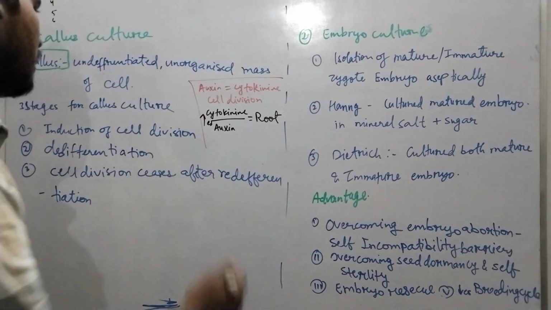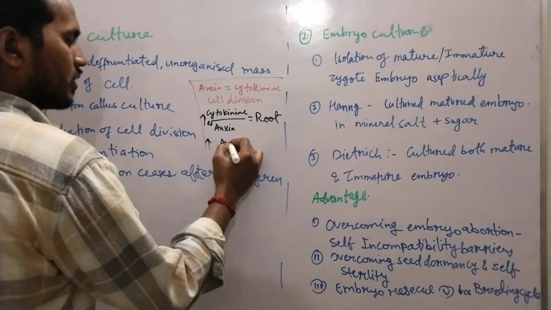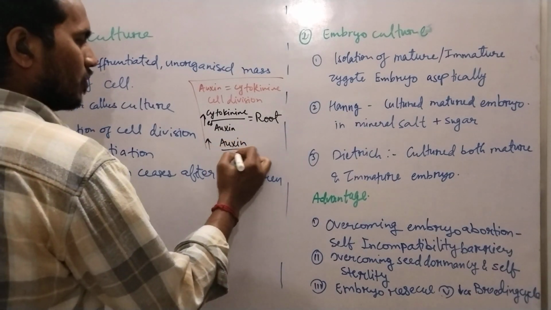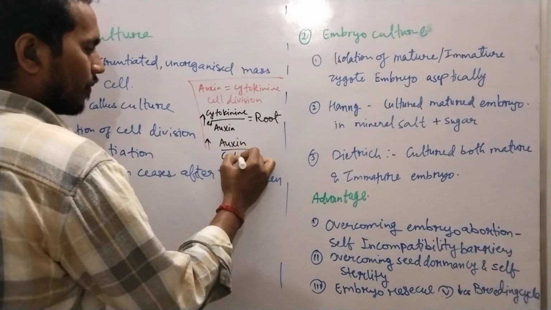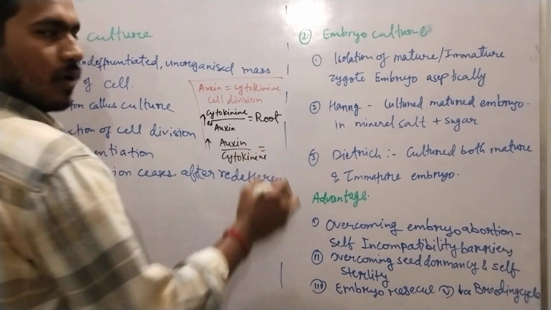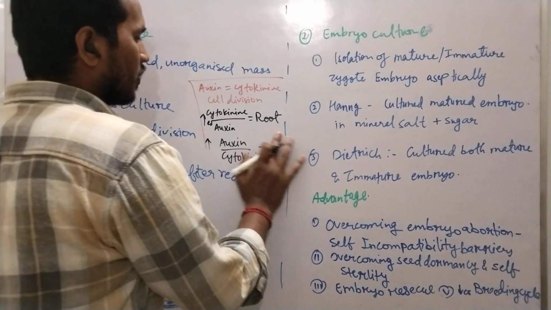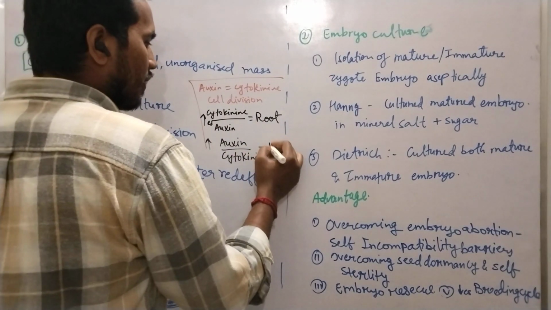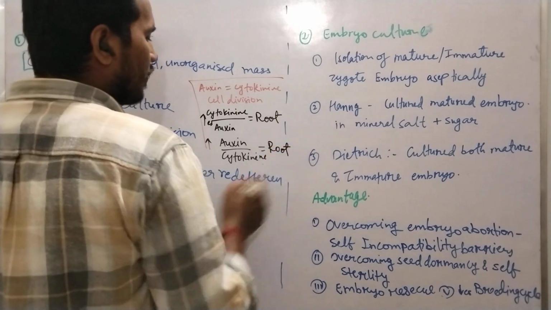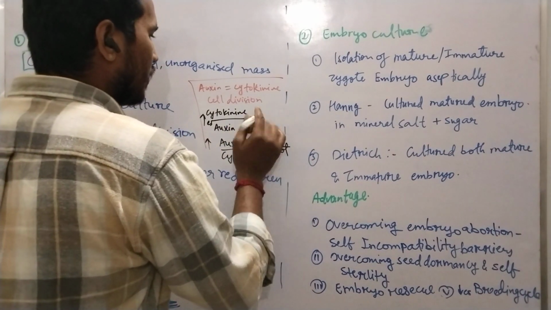And if auxin by cytokinin ratio is very high, it will give the root. Okay, it will give root. So we have to change it here. It was correct: it will give the shoot.